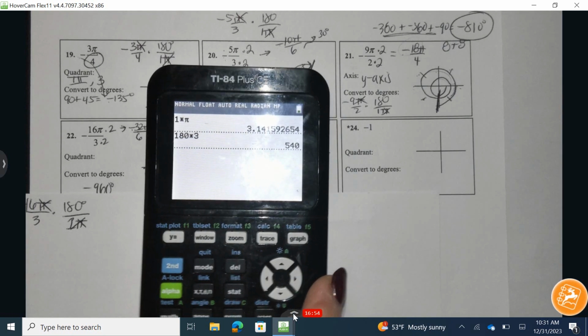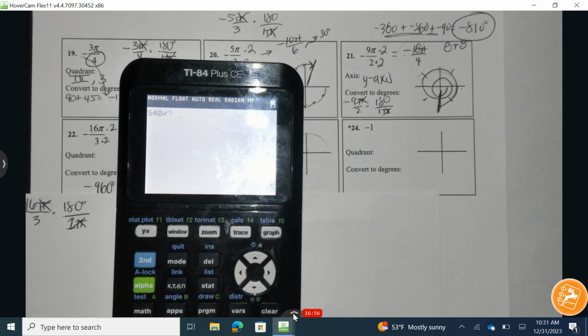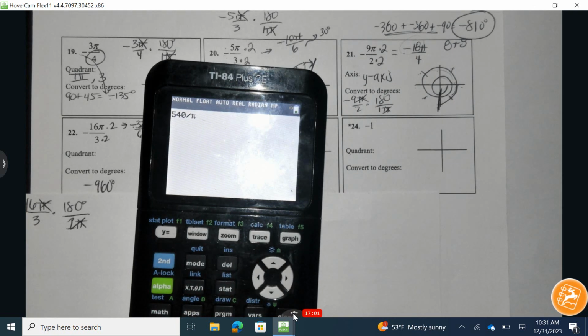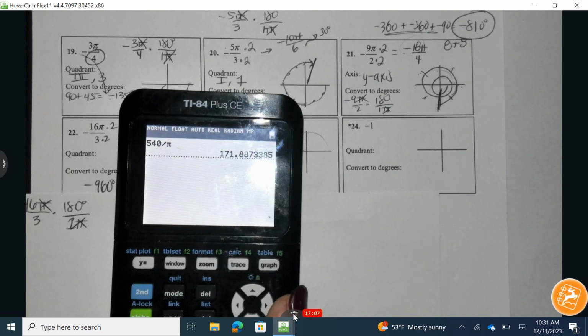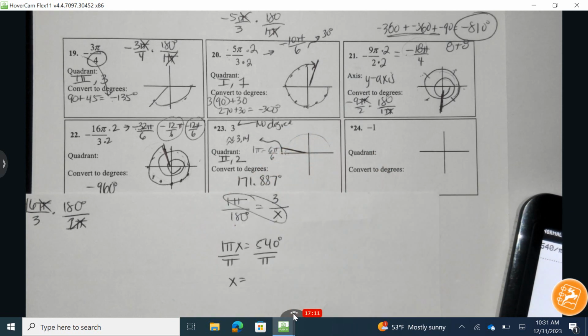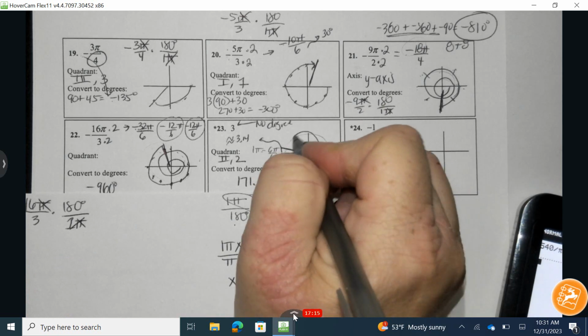So I'm going to take the 540, and I'm going to divide it by pi, and I end up with 171.887, depending on how they want us to round. 171.887 degrees. Again, we went up and all the way to this part.